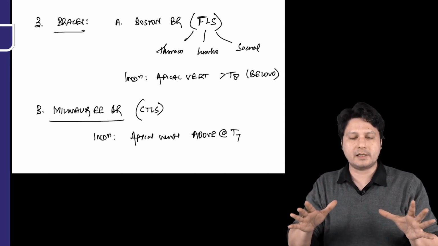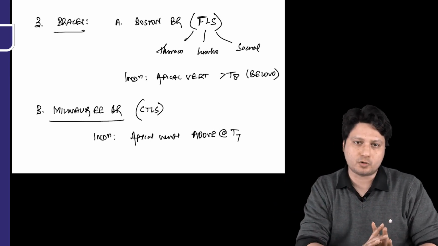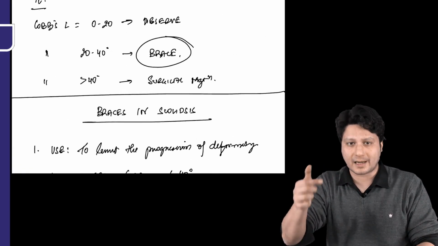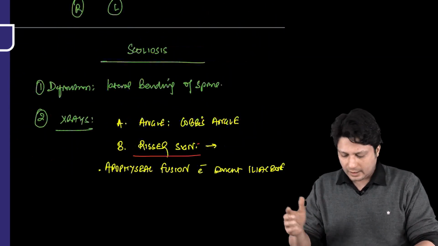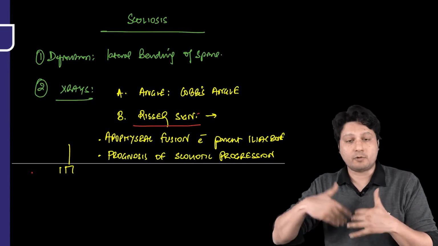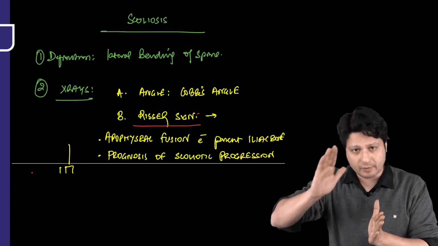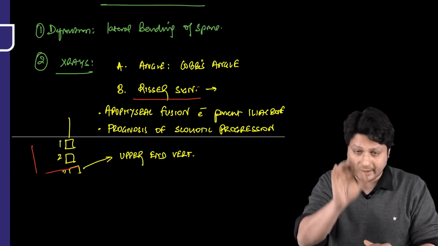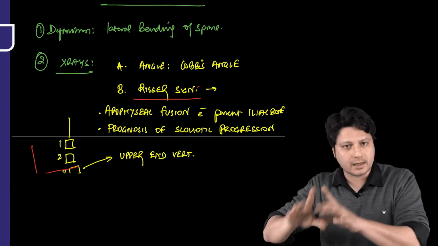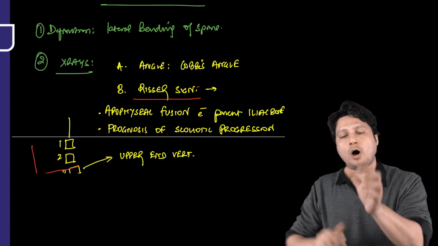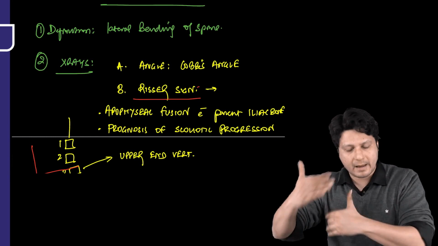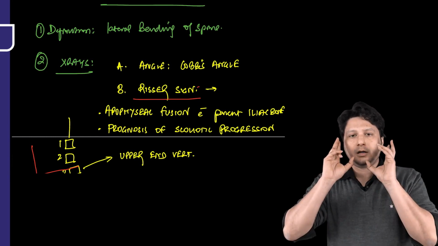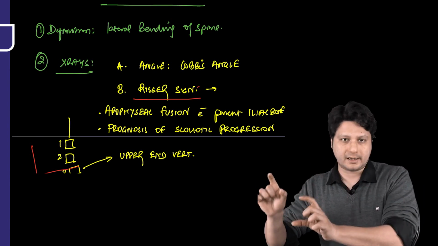So I hope everything is clear related to the braces in scoliosis. Now the only thing left to discuss is the Risser sign. If we go back to the scoliotic abnormality, what all we have discussed, the first thing is the definition. It is a lateral curvature of the spine. Point number 2, what are the important X-ray findings? One is the construction of the angle, that is Cobb angle. And now you came to know how Cobb angle is important in management protocols for the scoliotic abnormality. Now the only thing that remains is the Risser sign.